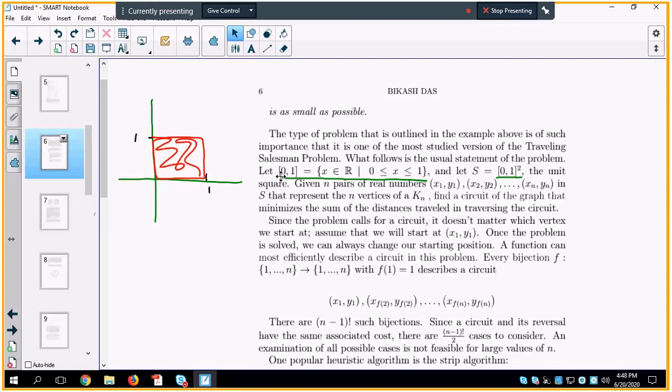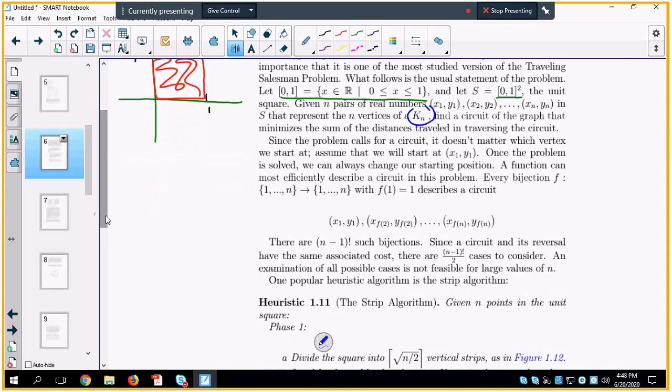So given n pairs of real numbers, n ordered pairs, that represent n vertices of a complete graph on n vertices, find a circuit of the graph that minimizes the sum of the distances traveled in traversing the circuit. This is a more typical statement of the traveling salesman problem. Since the problem calls for a circuit, it doesn't matter which vertex we start at. Assume that we'll always start at x1, y1. I've talked before about how we could always relabel these if we wanted to. Once the problem is solved, we could always change our starting position.